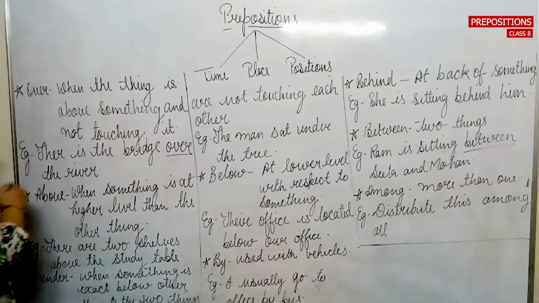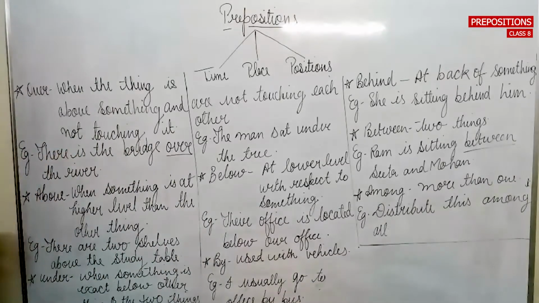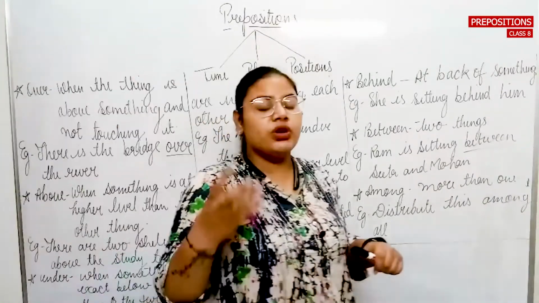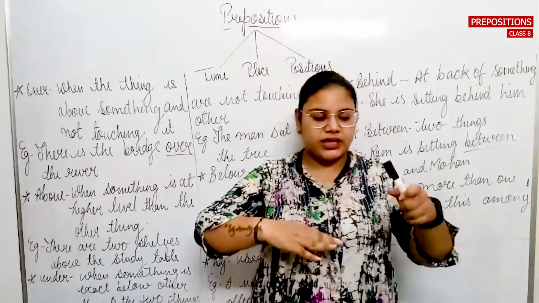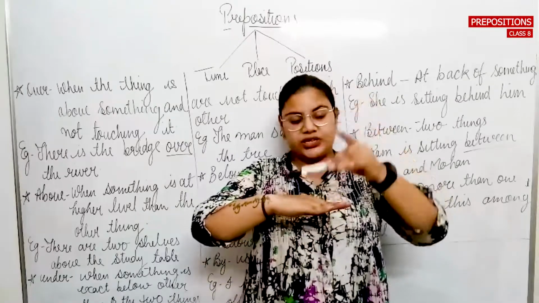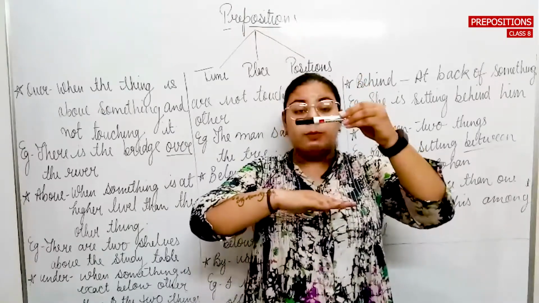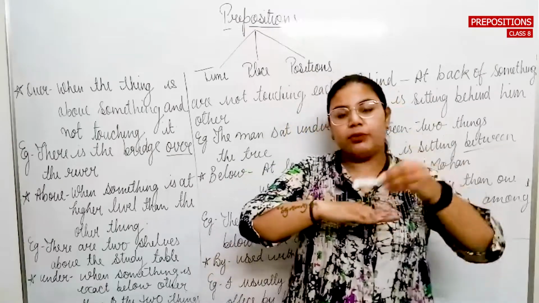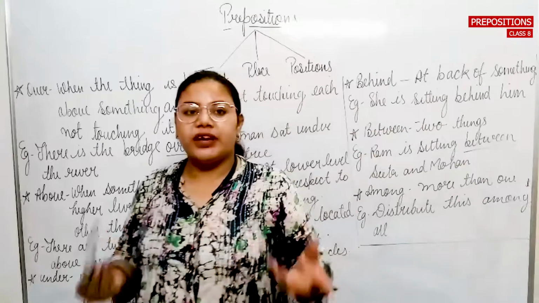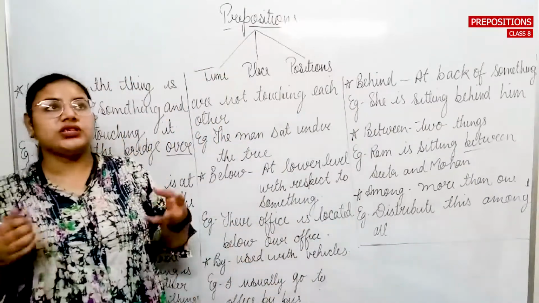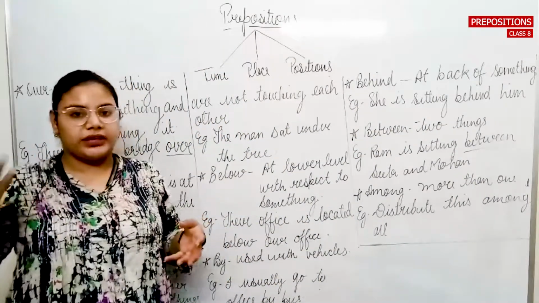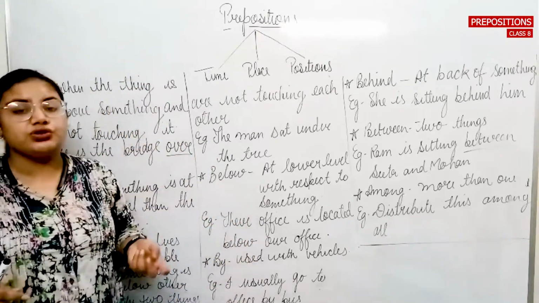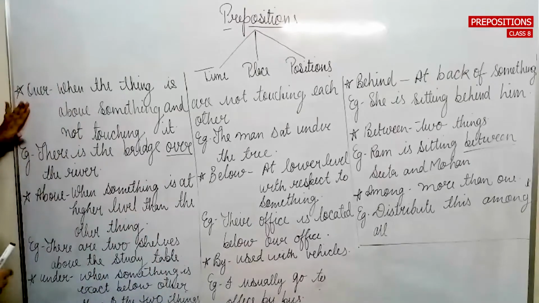Here I have written an example for you: there is a bridge over the river. So if we talk about the bridge, here is the river and here is the bridge. Yes, इसके ऊपर है ये. But we need to keep in mind that there is a gap between the two, so they both are not touching each other. Whenever we are talking about something above another thing but not touching it, we need to use the preposition over.